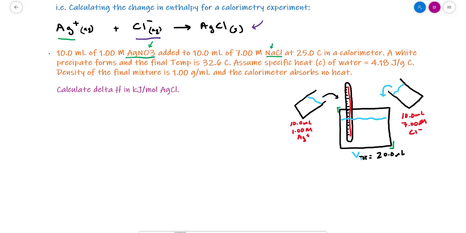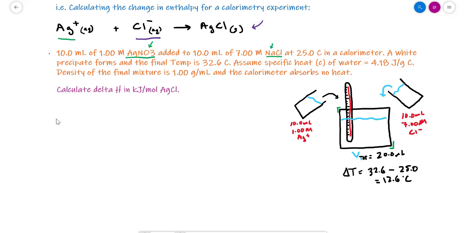of 20 milliliters. So remember, we're trying to figure out what is the heat that's flowing from this system per mole of silver chloride. We also know that the temperature change here is going to be our 32.6 minus whatever we started with, which was 25 degrees C, which in this case gives us a delta T of 7.6... let's see, 12.6 degrees C.